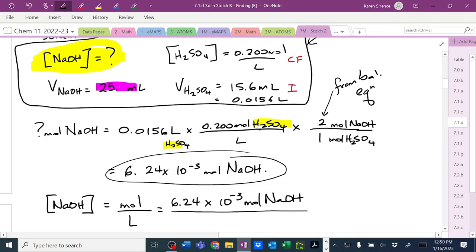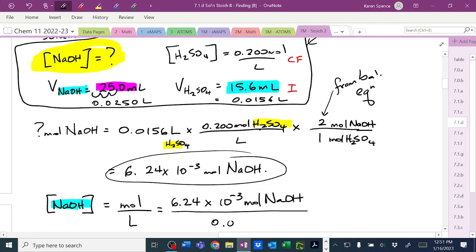Okay, that's fine. 25.0 milliliters, and I also have 15.6 milliliters. Which one am I going to use? The 25, because it is to do with the NaOH, and I am finding NaOH. Now, what do I need to do with that 25 milliliters? Convert it to liters. So instead of 25 milliliters, I'm going to move my decimal place 1, 2, 3 places. So it's going to be 0.0250 liters.